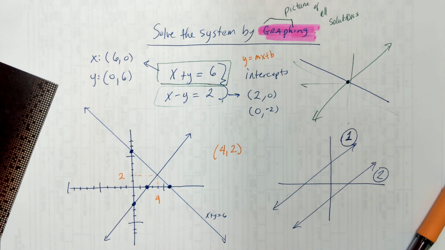Questions, Sam? No? Well then, you just plot the y-intercept and you count your slope and you're done.